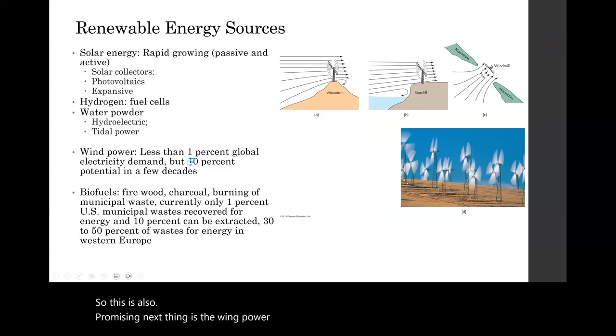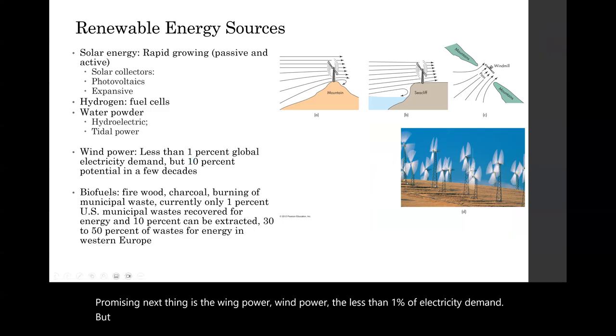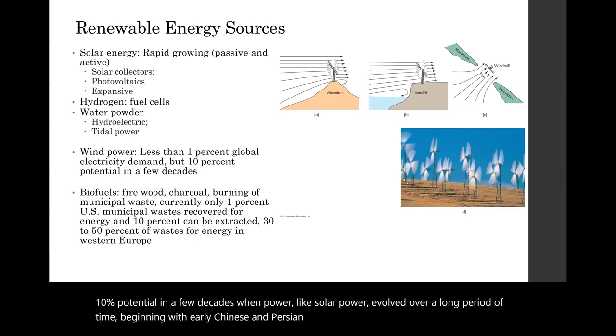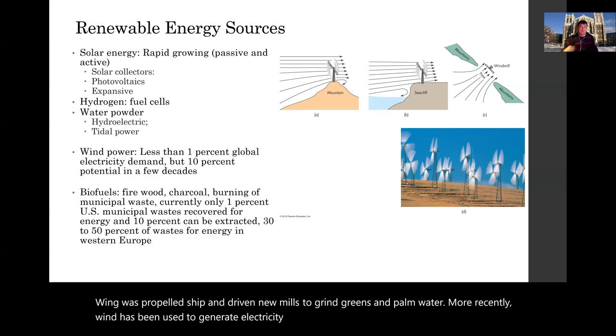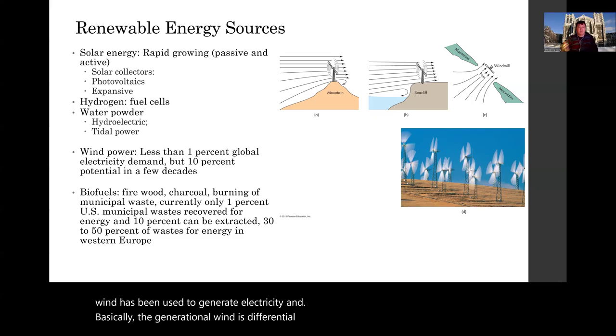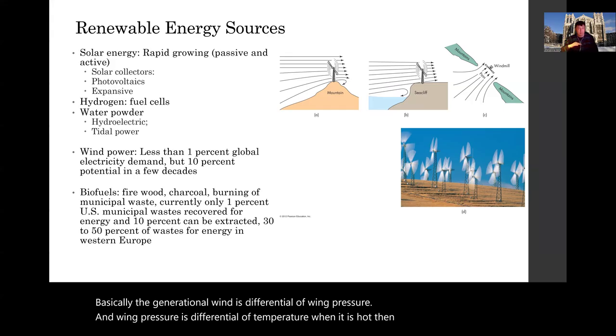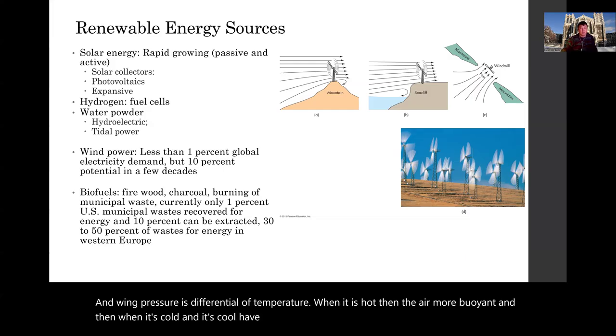Next thing is wind power. Wind power is less than 1% of electricity demand, but has 10% potential in a few decades. Wind power, like solar power, evolved over a long period of time, beginning with early Chinese and Persian civilizations. Wind propelled ships and drove windmills to grind grains and pump water. More recently, wind has been used to generate electricity. Wind is generated by differences in wind pressure, and wind pressure comes from differences in temperature. When it's hot, the air is more buoyant, and when it's cold, it has high pressure. So that drives the wind.